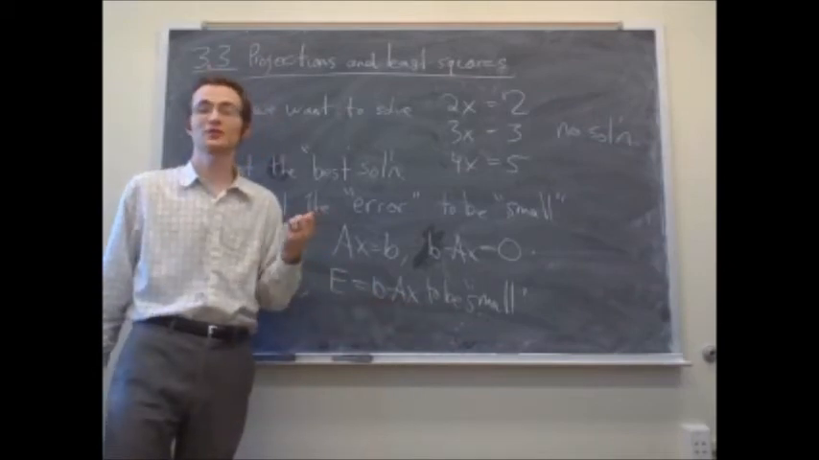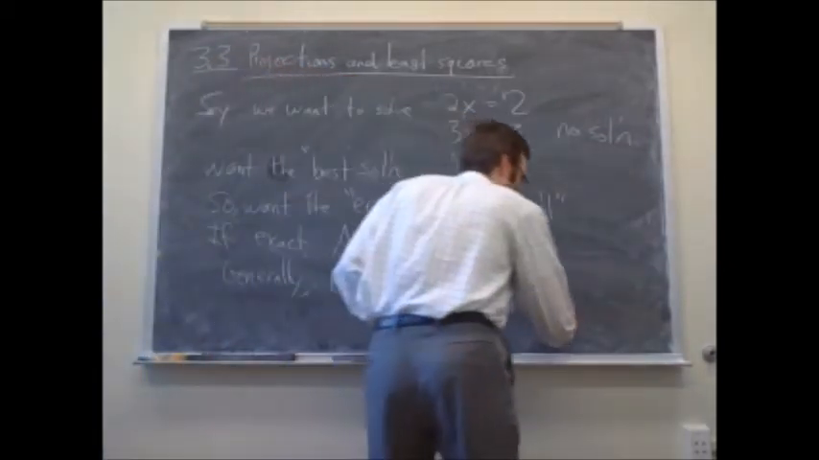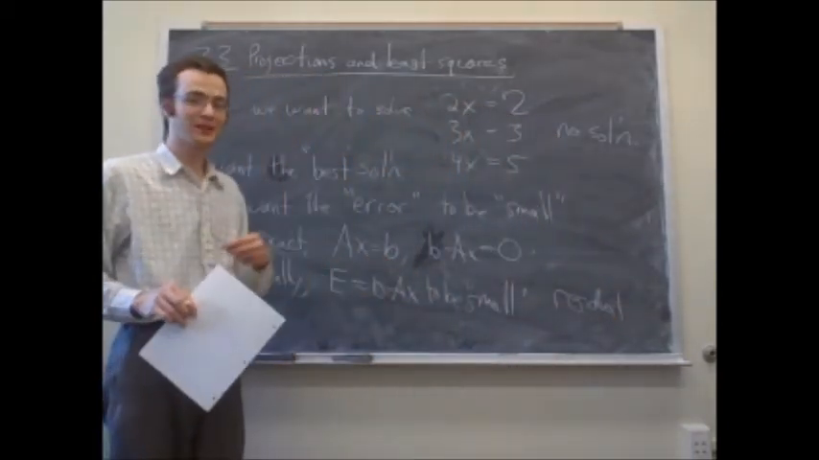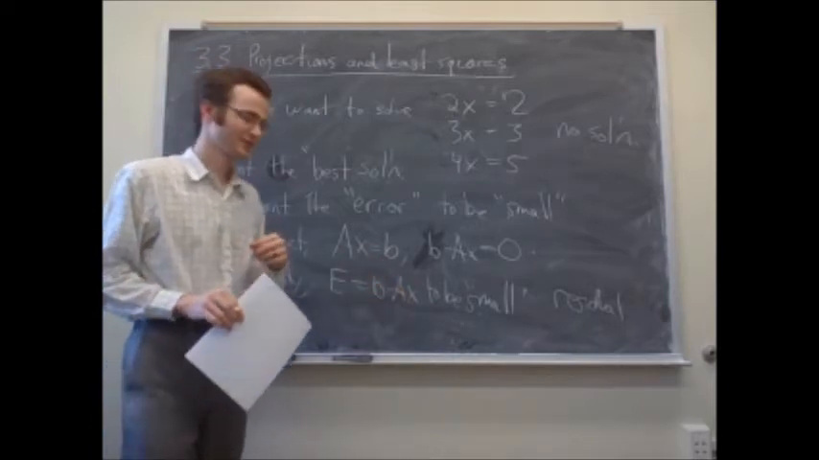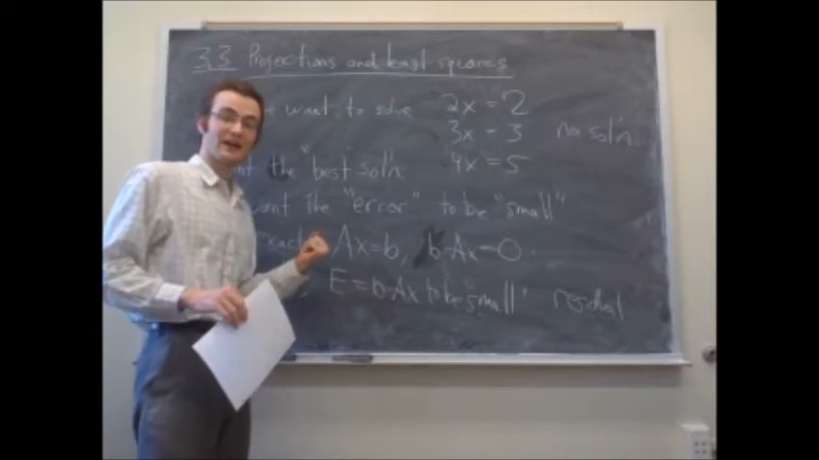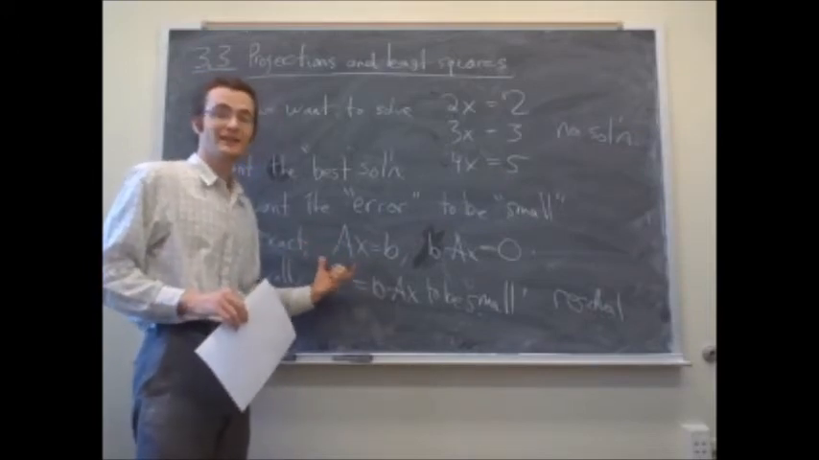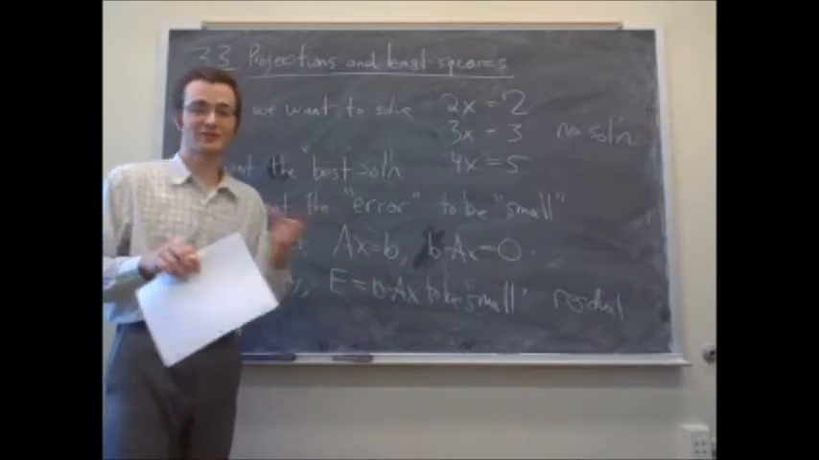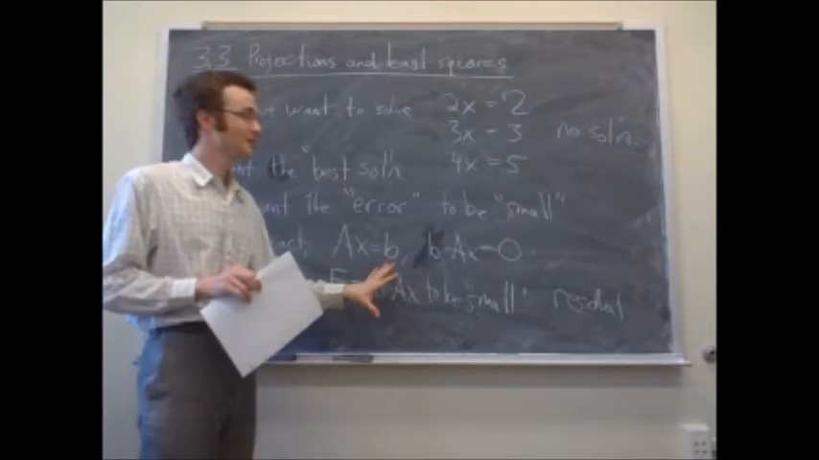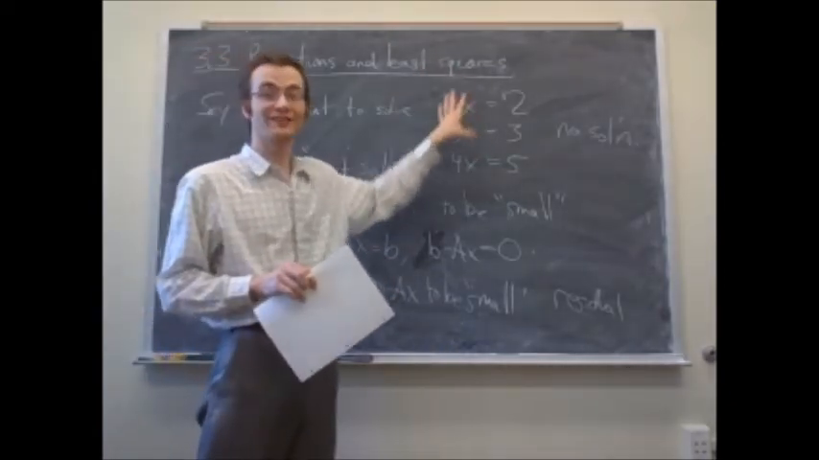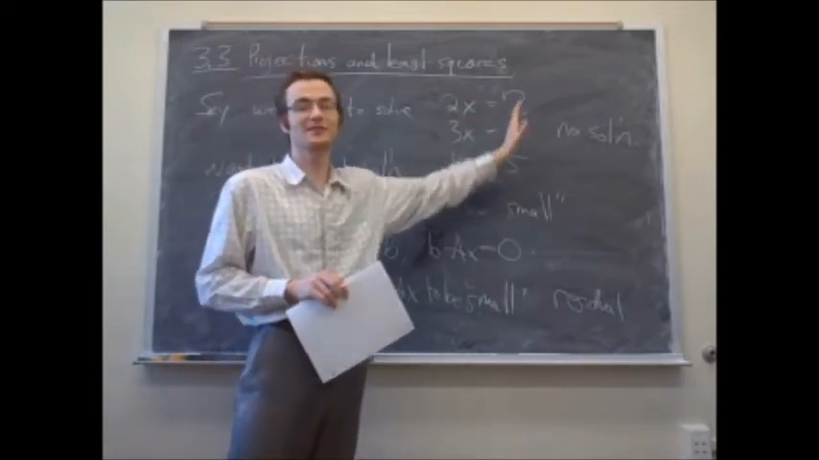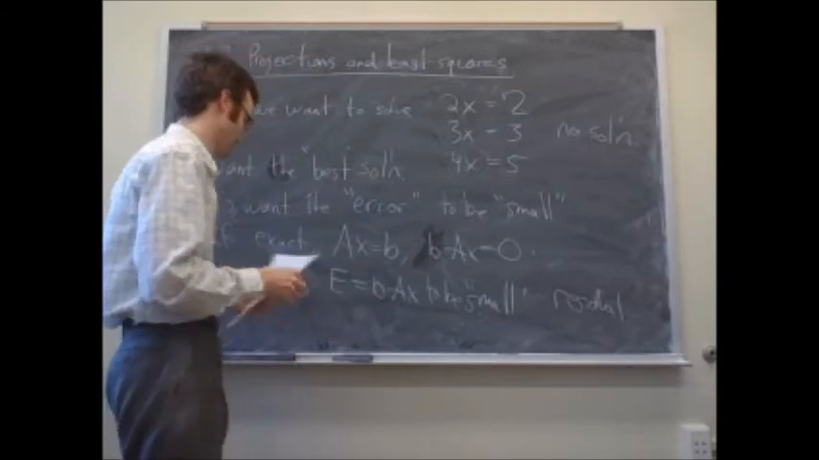So E is our error, it's just B minus AX. And a lot of books will also call this the residual. I should probably write that down. It's the residue left over after you come up with your solution. So if we minimize E, if we make E as small as possible, E is a vector, so we have to talk about what we mean by making it small. But if we make this as small as possible, that means our solution is going to be as close as possible. We came up with the X that's going to give us the closest thing over here after we multiply.